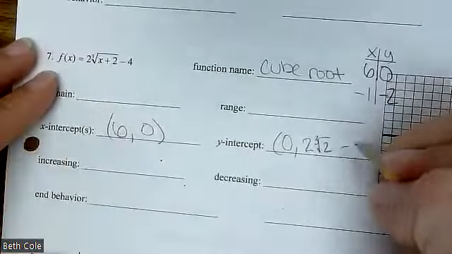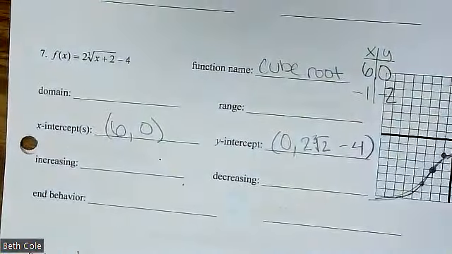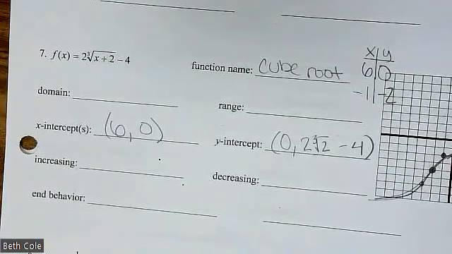I didn't leave enough space. 2 cube root of 2 minus 4 is a totally acceptable answer because you're not allowed a calculator. So if you're not allowed a calculator, you just do nothing. Isn't that great? Plug in 0 and then whatever it is, just write that. Cool? You'll get on board.